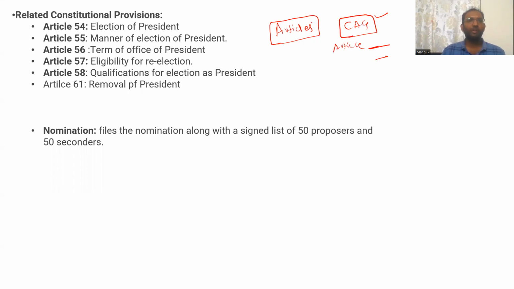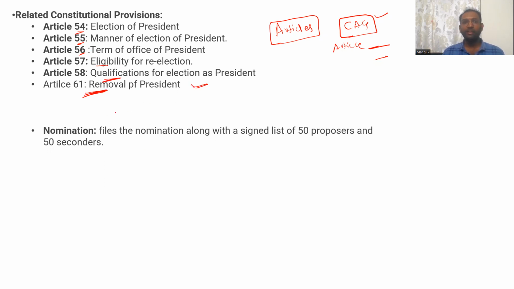Okay. Now, with respect to the President of India, let's see the important articles. Article 54 speaks about election, 55 manner of election, 56 the term, 57 eligibility, 58 qualifications, and 61 removal. Of these all, 61 is important.